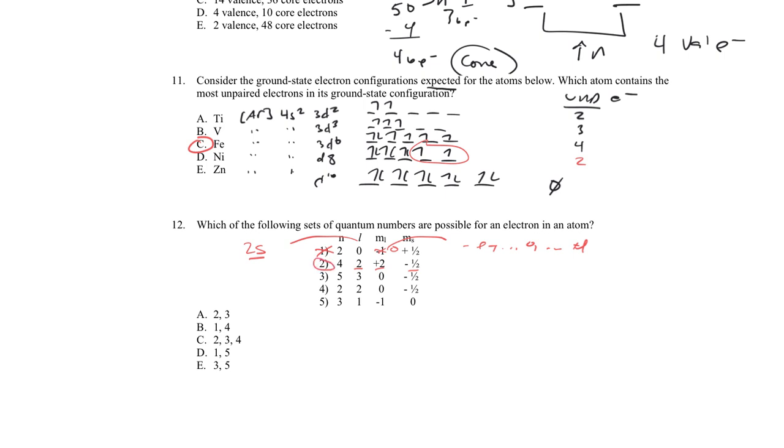So 2 is allowed. 3 looks good. We have an n of 5, l of 3, m sub l can be 0, that's fine. The m sub s is negative a half, so that's perfectly reasonable. 2 and 2 for n and l is wrong because the most l can be is n minus 1. So 4 is out because the l value is not an allowed l value. For the last one, n and l look good here. 3 and 1 are allowed. Minus 1 for m sub l, that's good. But now 0 is not allowed for the m sub s. And so the only valid sets here are 2 and 3.